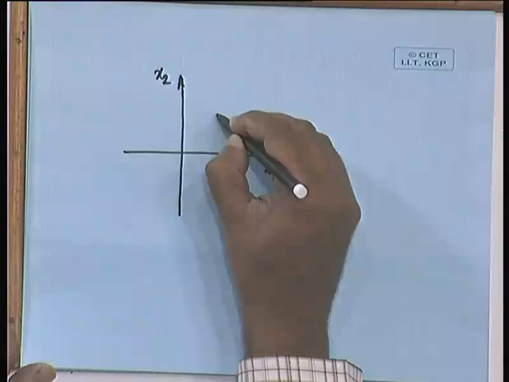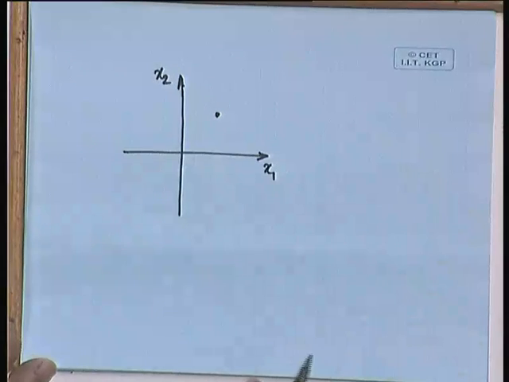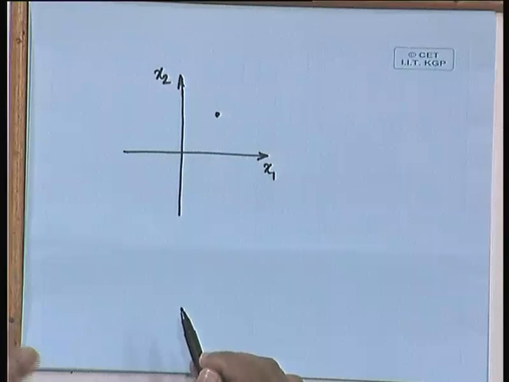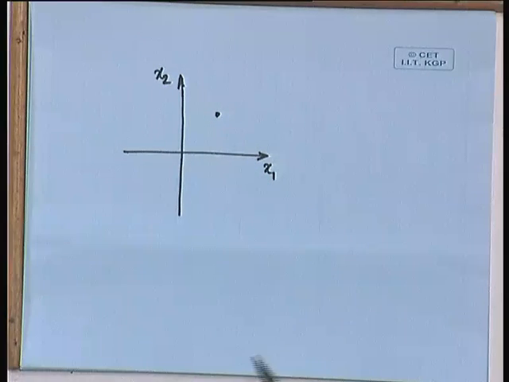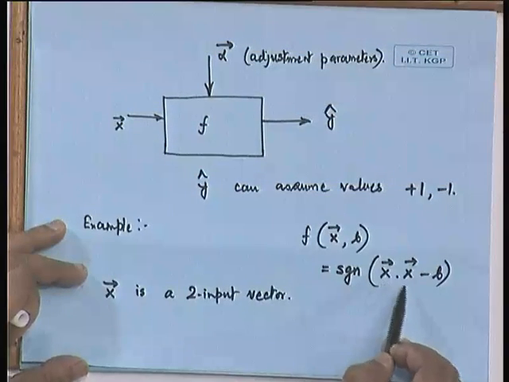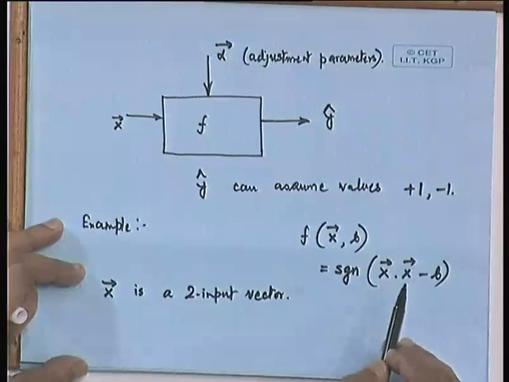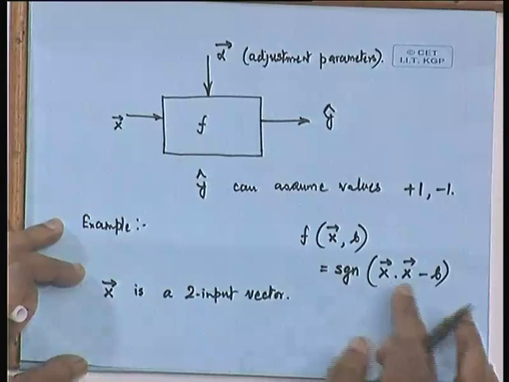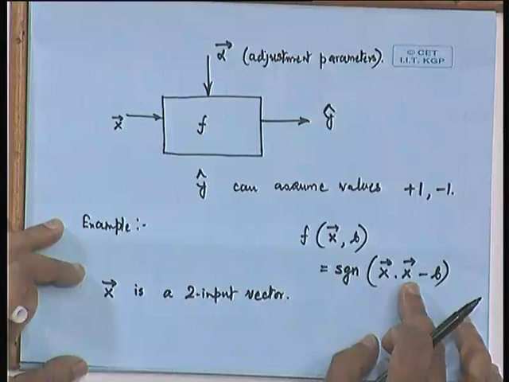And let us say that this is one particular pattern that we are feeding. So, one particular pattern will be a point in this 2 dimensional space, okay. And likewise there can be several patterns. But if we define the function to be of this form, that it is x vector dot x vector minus b, okay. Can anybody tell me what is going to be the nature of this function?